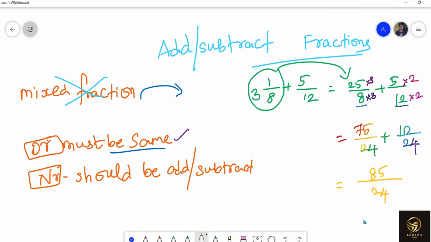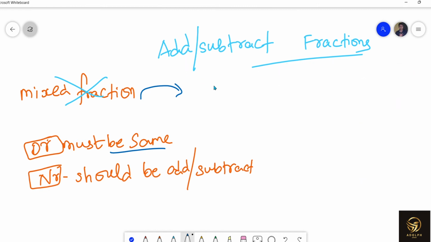85 divided by 24, but we have to change this improper fraction to a mixed fraction because it is necessary. If you do that, then we are getting the answer 3 13 divided by 24, and that is the final simplified answer. If your board or your teacher is accepting the improper fraction itself, maybe you can leave the step here itself. If they have asked you to write in the simplified format, it is necessary to write it as a mixed fraction.